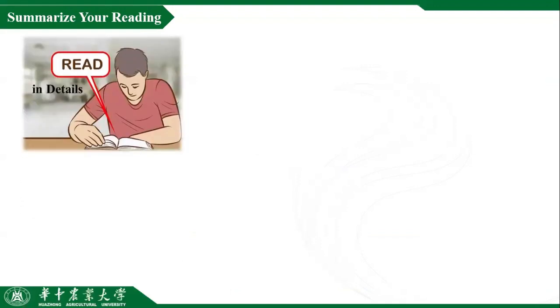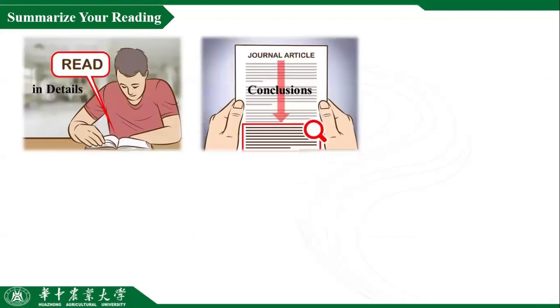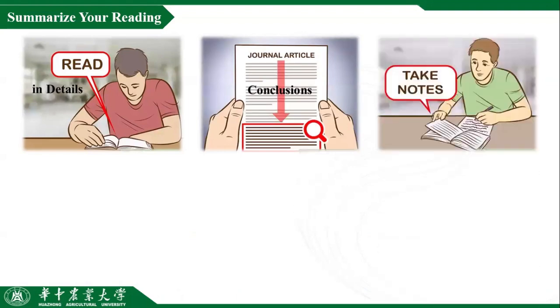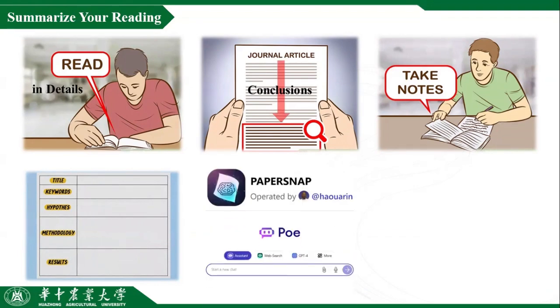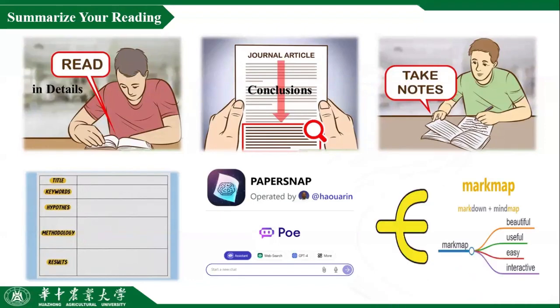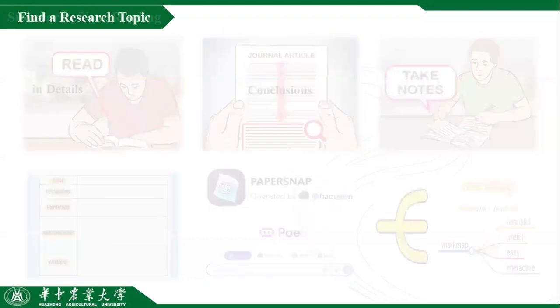Then after reading, to summarize your reading, is to read again in detail, go to the conclusion part, then take your notes, then tabulate your findings. For example, you make a summary of your findings from different papers and compare between them. We also suggested some AI-based tools to summarize this and some visualizing tools like MarkMap to visualize your writing.